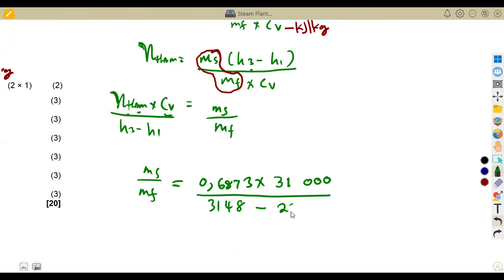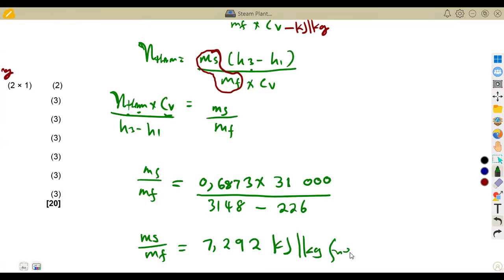3,148 minus 226. So this is going to give us the mass of steam over the mass of fuel. That is per kilogram of the fuel that was taken in. Per kilogram of what? Per kilogram of the fuel. So in each and every case that you are given, it is very, very important that you understand. So you're going to obtain something like 7.291683. So just fix your calculator to 3 decimal places. It's going to be 7.292 kilograms per kilogram of fuel.